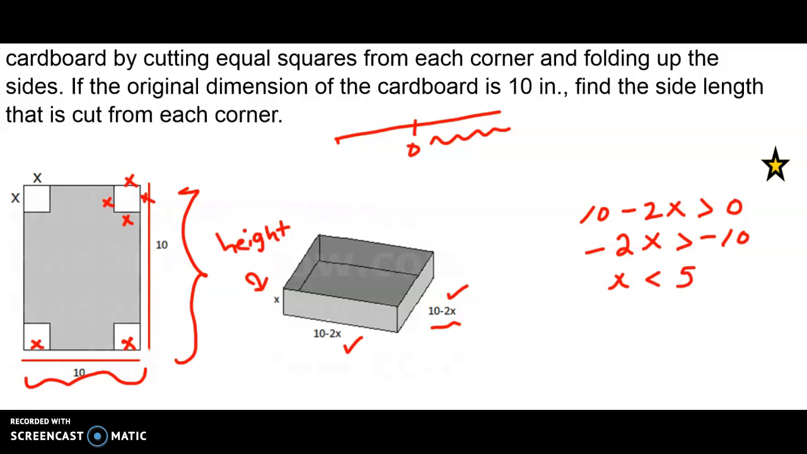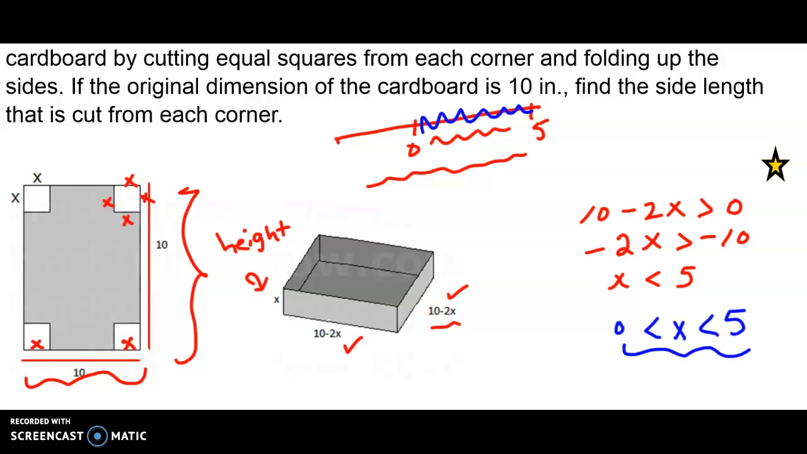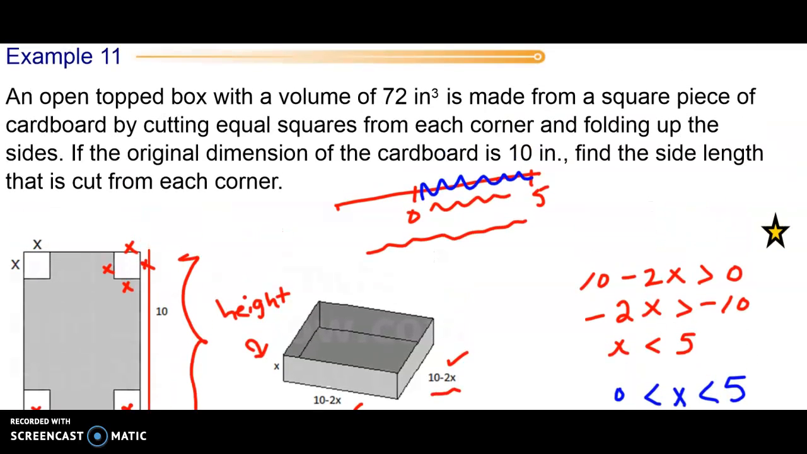I get 5. So I know that if I look at a number line, everything has to be bigger than 0, but everything has to be less than 5. So they overlap in this section between 0 and 5. So I know that when I get my values for x, it has to be between 0 and 5 to make sense. So the question tells us that the volume is 72.